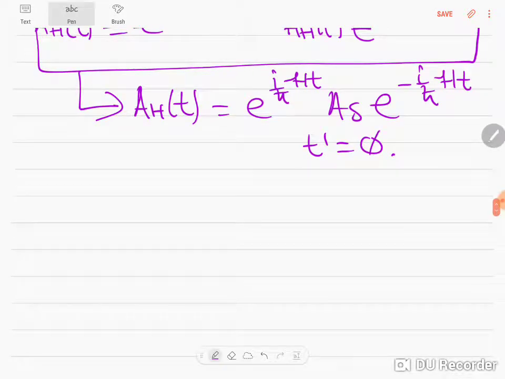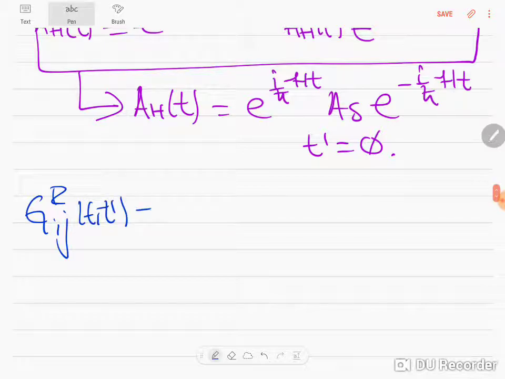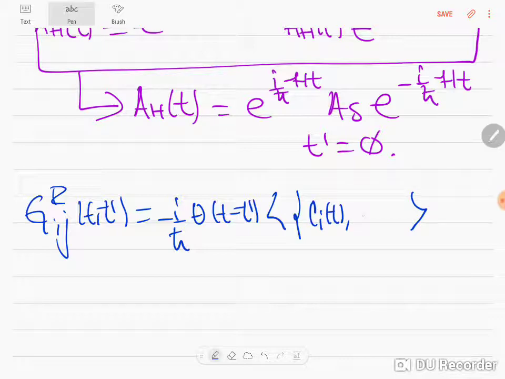So now we recall the definition of the equilibrium Green's function in its retarded form: G retarded of i j, t comma t prime, is equal to minus i over h bar theta of t minus t prime times the expectation value of the anticommutator of c_i of t, c_j dagger of t prime, where c_i and c_j dagger are annihilation and creation operators. Okay, so now what we're going to do is replace the representation of c_i of t in terms of t primes, so we will only be left with t primes here.